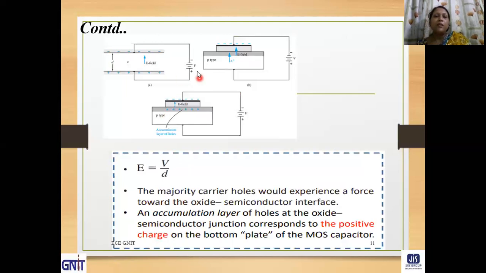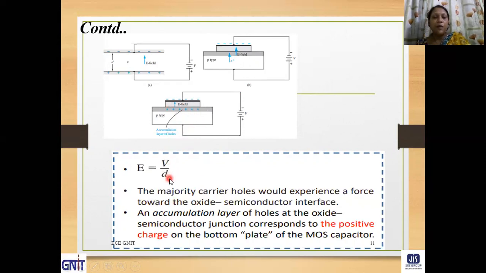So when a negative external voltage is applied, this side is positive means this side is negative, and it behaves like a parallel plate capacitor. The gate metal is one plate of the capacitor, the bulk semiconductor is the other plate, and the oxide layer in between behaves as a dielectric. So it looks like a parallel plate capacitor. If this side is negative, the induced charge at the bulk semiconductor is positive. So this is the accumulation layer.